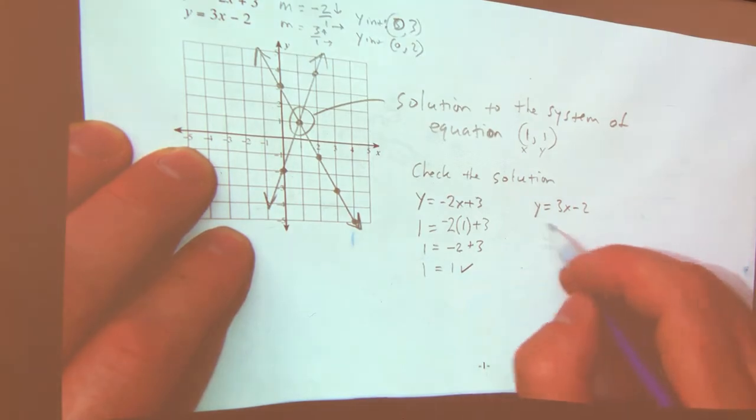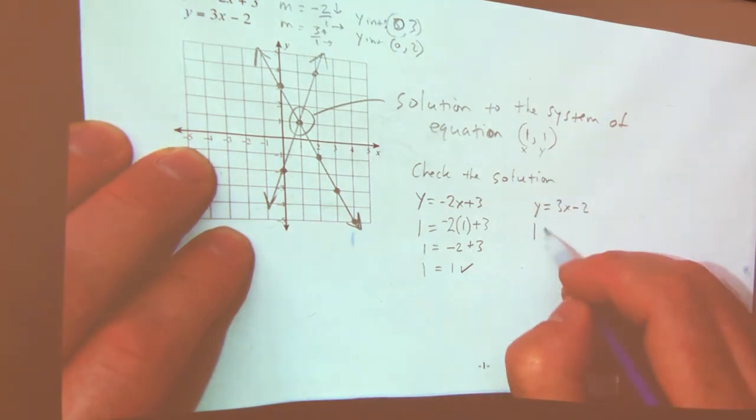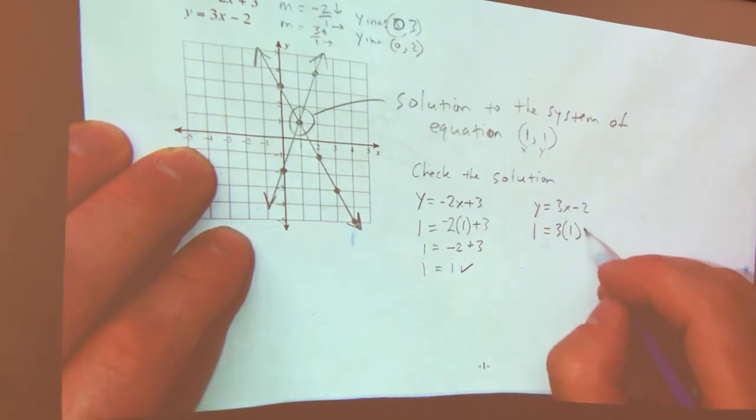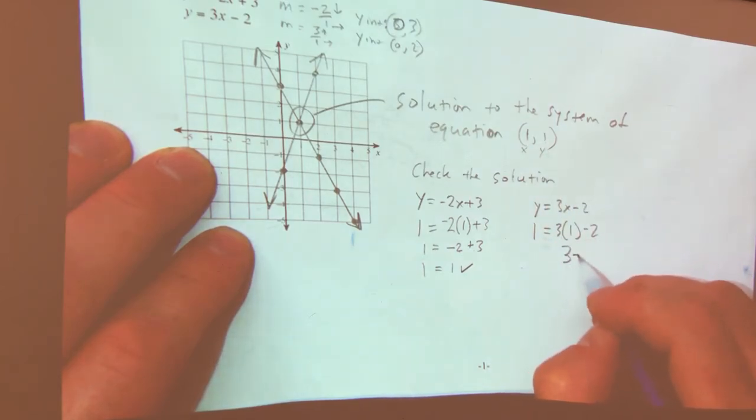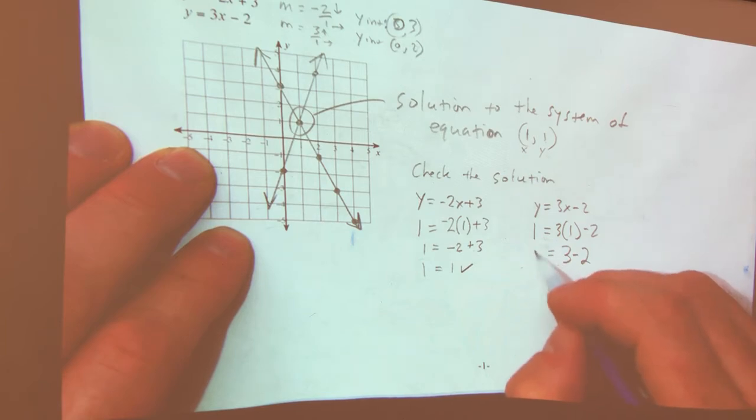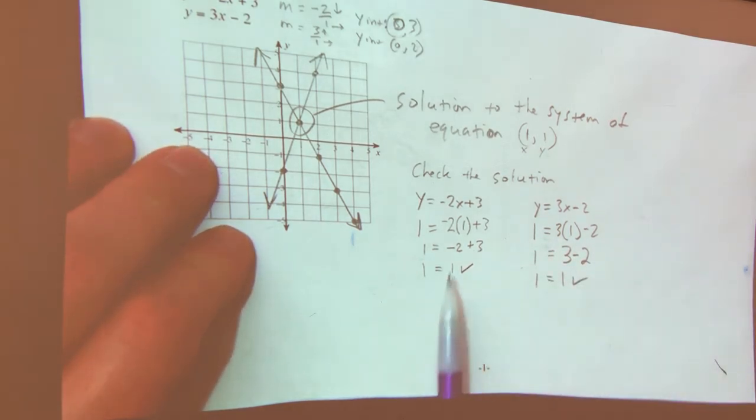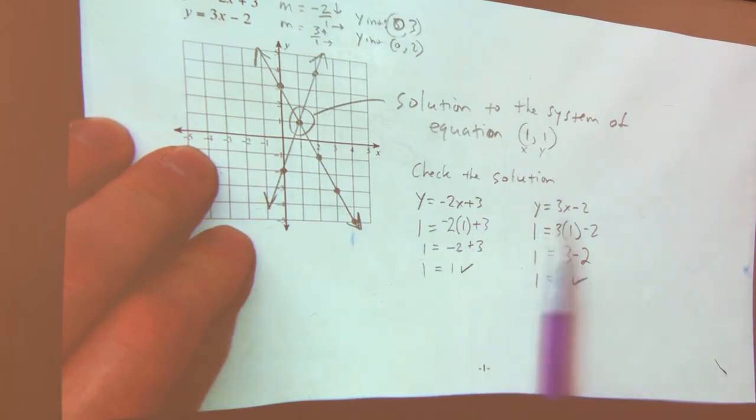Now let's check if it's a solution for this one. So we plug in y equals 1. We plug in x equals 1. 3 times 1 is 3. 3 minus 2. 3 minus 2 is 1. So it's true, (1, 1) is true for both equations.